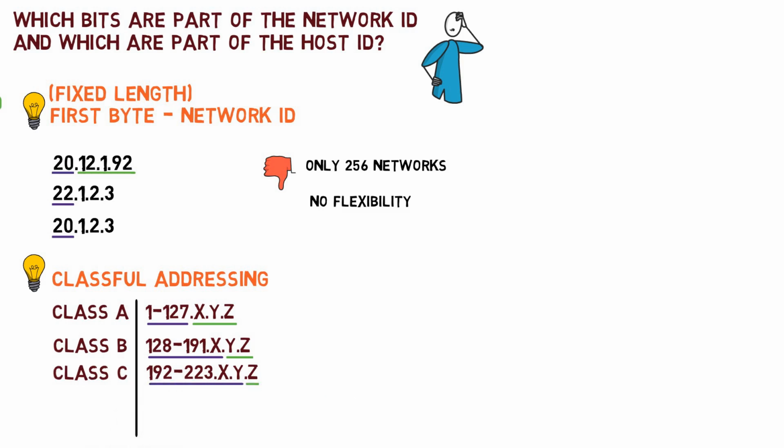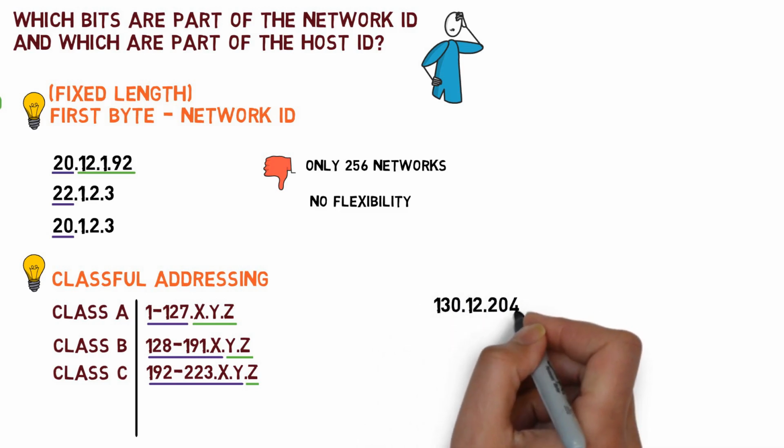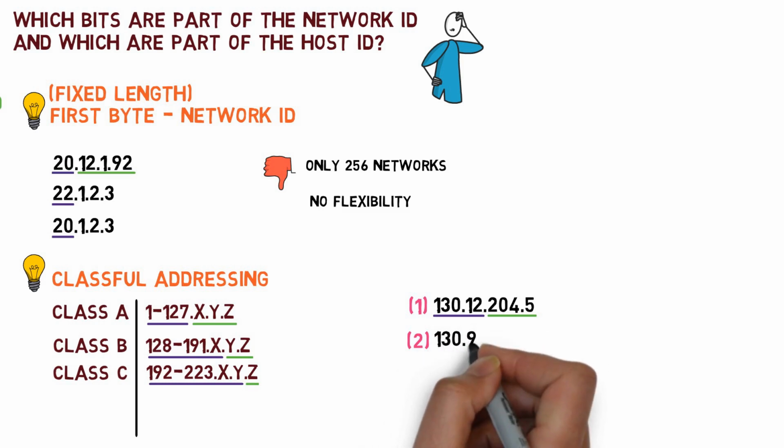I will shortly mention the other values for the first byte later, but just to make sure we understand this approach, what class does this address belong to? Try to answer for yourselves. So since it starts with 130, which is between 128 and 191, it belongs to class B. This means that its network ID is 130.12 and its host ID is 204.5. Let's mark it as address number 1. Does this address and address number 2 belong to the same network?